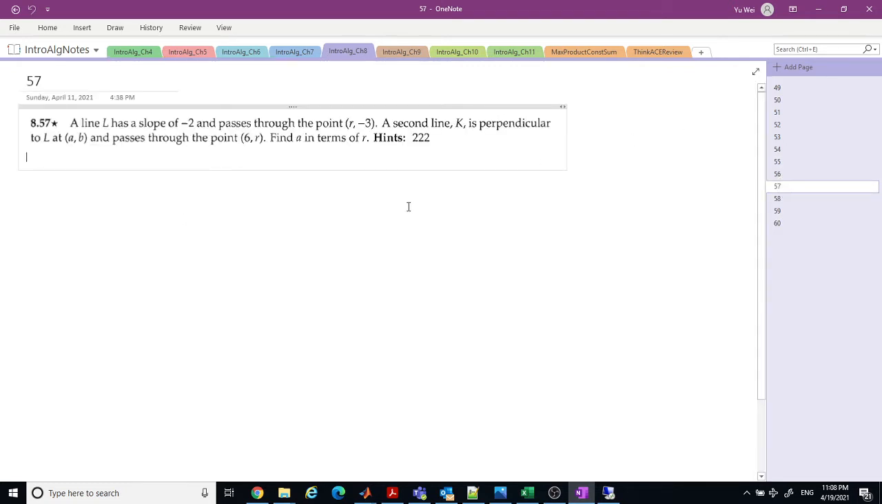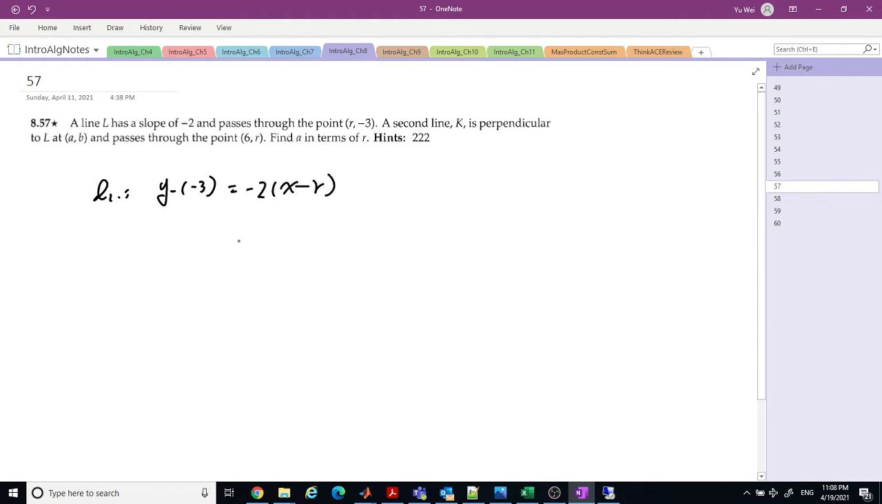Next, a line has slope of -2 passing through this point. So now let's write the line. Line 1, slope of -2 passing through this, so y minus -3 equals -2x minus r. A second line k is perpendicular to L at this point.